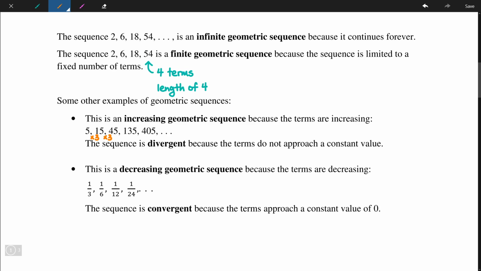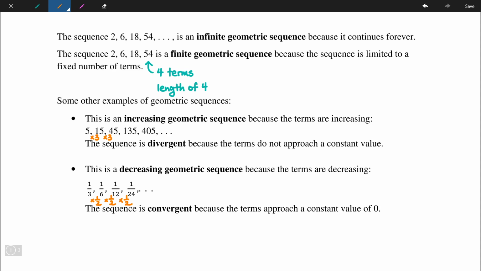Okay. Second one, we have a decreasing geometric sequence. The numbers are getting smaller. They're constantly being halved. So 1/3 multiplied by 1/2 is 1/6. And then multiplied by 1/2 is 1/12. And then multiplied by 1/2 again is 1/24. And since it is an infinite geometric sequence, the numbers will keep on getting smaller, and then it will approach a constant value of 0. So it is said to be convergent.